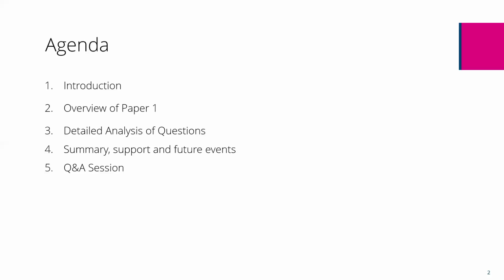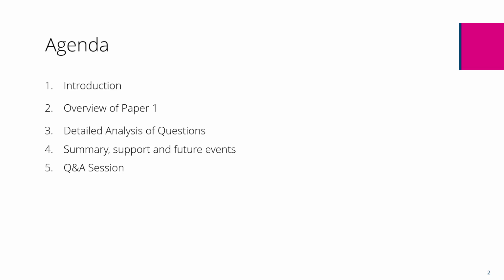As I said, this is a short event, but we are aiming to get through quite a lot of material. So we've got this little introduction. We've got an overview of paper one. Of course, there is only one paper for specification B. We've got some detailed analysis of the questions from the June 2024 paper. We're looking at what students did well, what students did less well, that kind of thing. We've got a little bit of summary support and where to access future events, and there'll be the opportunity for questions as well. So most of the content comes from that examiner report, which is SO2 in your pack, and that is on the website as well.